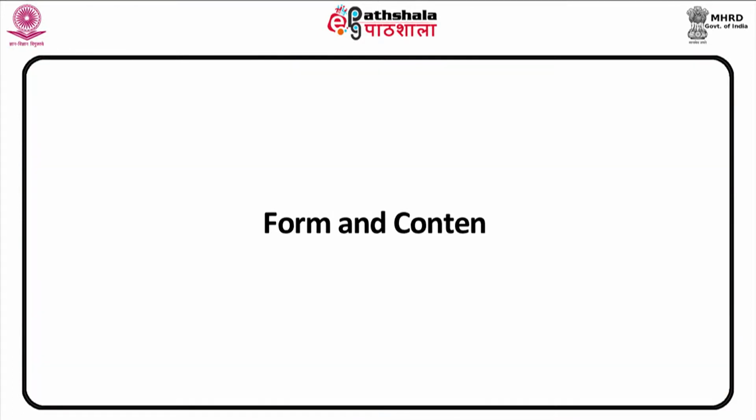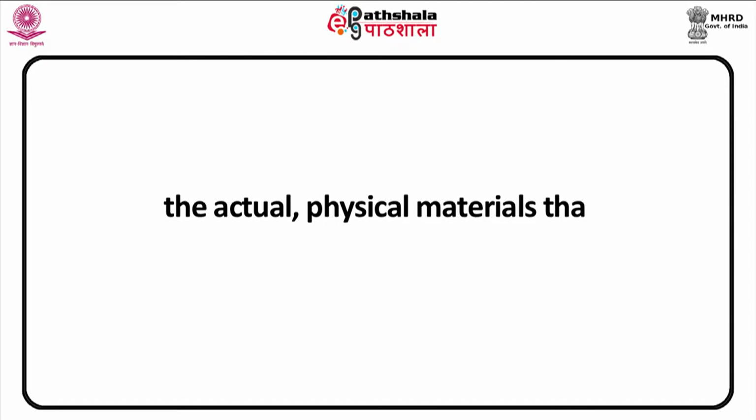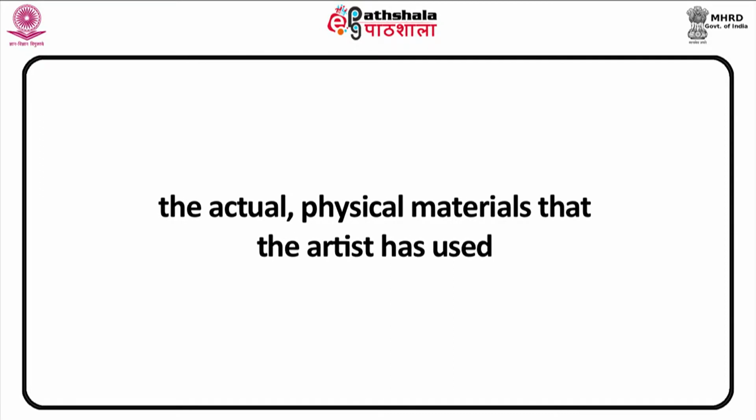Let us move on to form and content. Any visual art includes two aspects, form and content. Form is related to the visible features inherent in the artwork. Form can mean either or all of the following: the elements of art, the principles of design and the actual physical material that the artist has used.